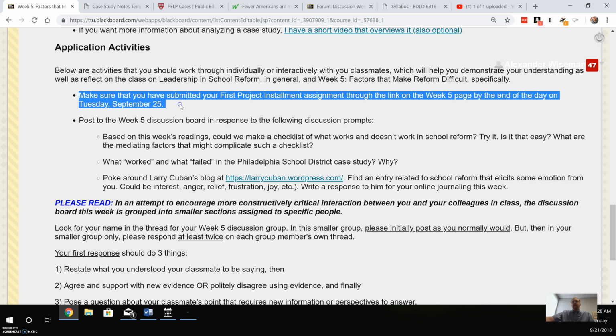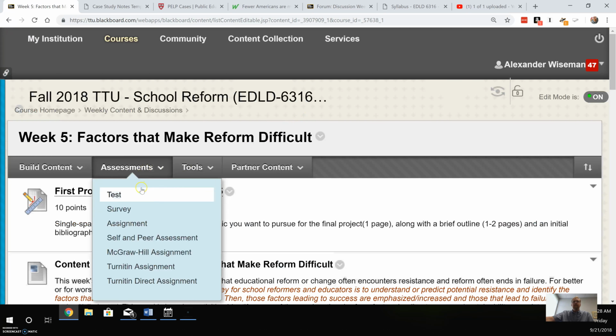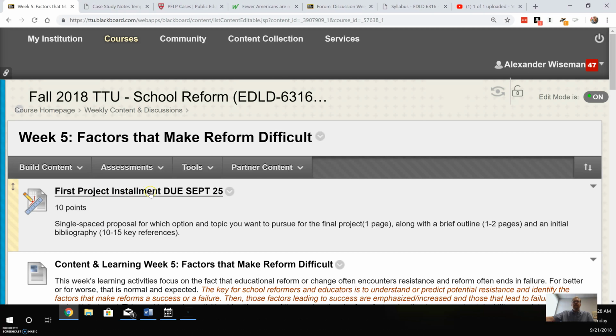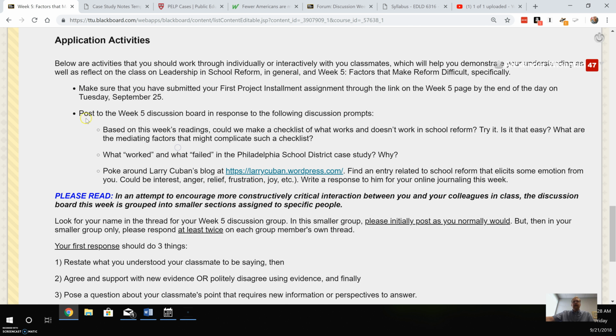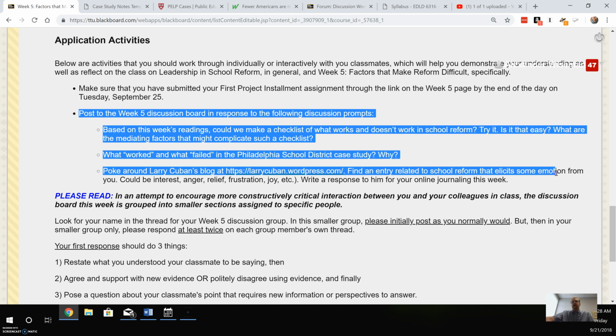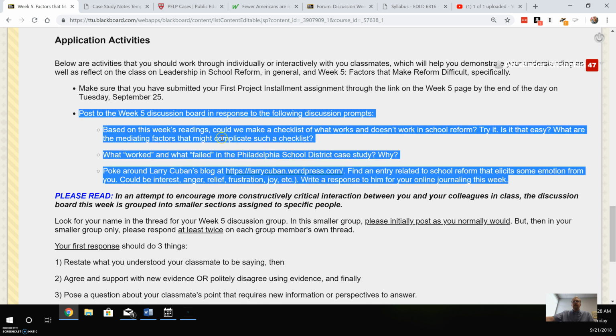For the application activities, you have 2 obvious things. One is make sure you submitted your first project installment assignment by Tuesday, September 25th. You do that obviously on the link up here, right here, first project installment due. I talked about that in the first half of our intro. The second thing is to post to the discussion board. You have 3 different prompts you can use for this week. You can respond to all 3. You can pick one and go from there, but you have lots of opportunities for posting.